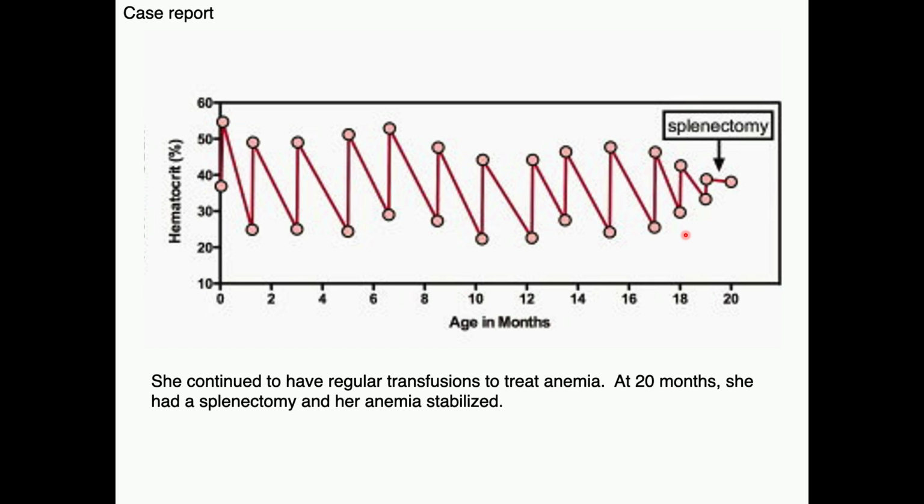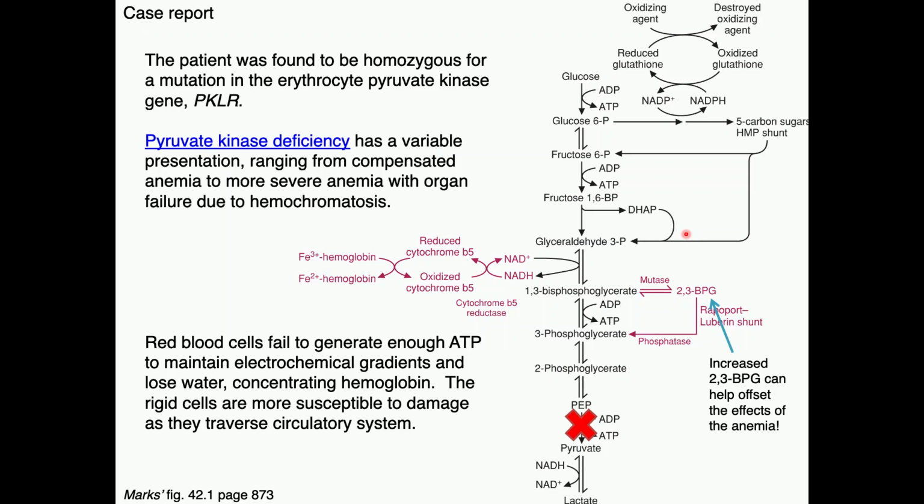All right. This is an example of a red blood cell enzymopathy. So you've talked about some hemoglobinopathies of red blood cells, right? Like sickle cell disease, for example. This is an enzymopathy of red blood cells. One of the most common ones is glucose 6-phosphate dehydrogenase deficiency. In this case, the patient had pyruvate kinase deficiency.